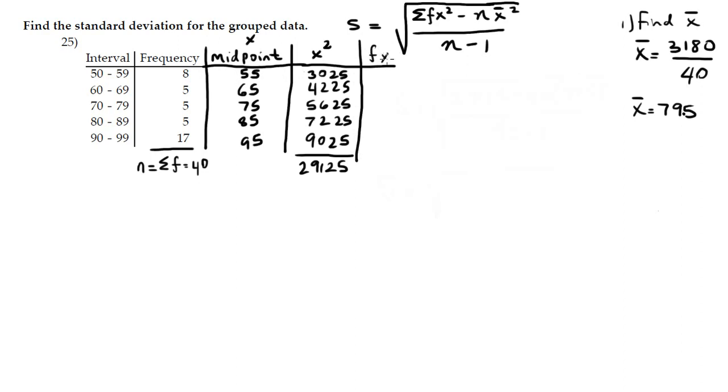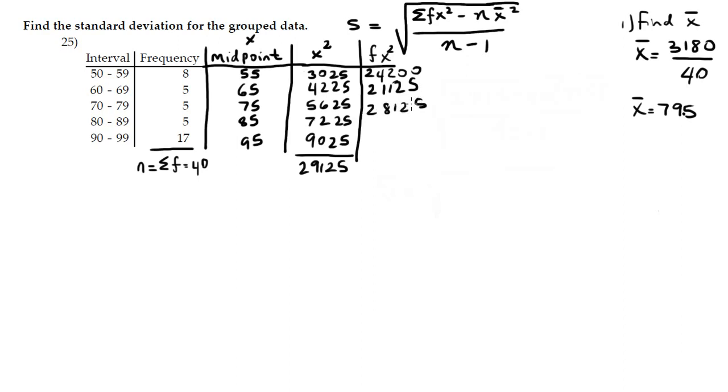So frequency times the x squareds. So we've got to multiply here and then add that. I'm going to do that on my calculator in front of me. So, sorry, I have to adjust this here. Okay, so frequency 8 times 30.25, that's 242. 5 times 42.25, that's 211.25.